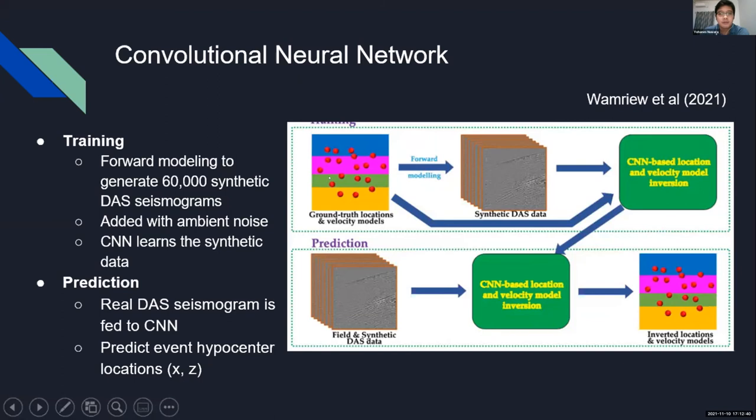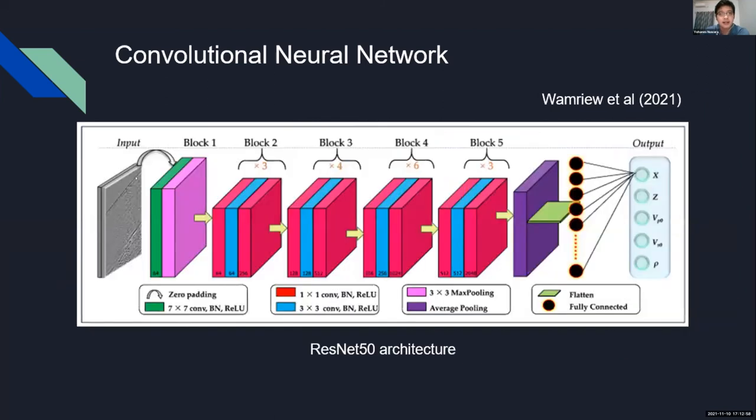The output will be the X, Y, Z, and the origin time of the earthquake or the induced micro seismicity. And then we feed the real DAS seismogram to the CNN, and it will predict the hypocenter. So this is the architecture of the CNN. One of the architectures we use is the ResNet 50. Why ResNet 50? Because it is more robust than the other architectures. So we can put stride layers here, and then more convolutional layers here.